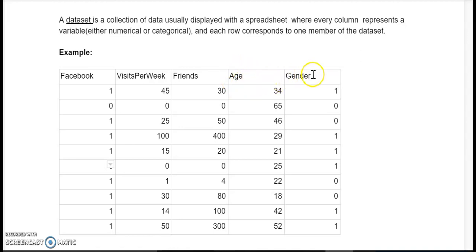And gender, well, if you ask a person what their gender is, the natural response would not be a number. It'd be female or male. So therefore, the gender would be a categorical variable. We're recording it as ones and zeros, but that's not the natural way a person would respond. It's just a more convenient way to record the data. Okay, so this is categorical, continuous here for age, discrete for friends, discrete for visits per week, and categorical for Facebook. Okay, so let's keep going.